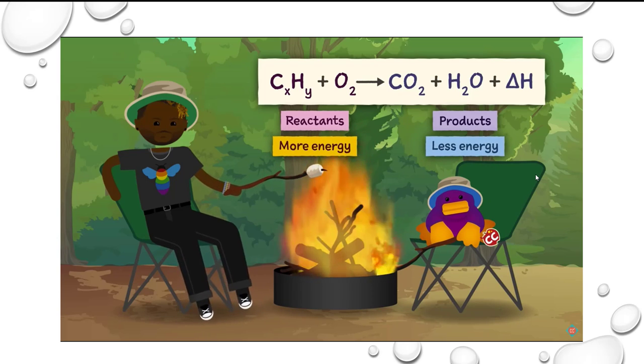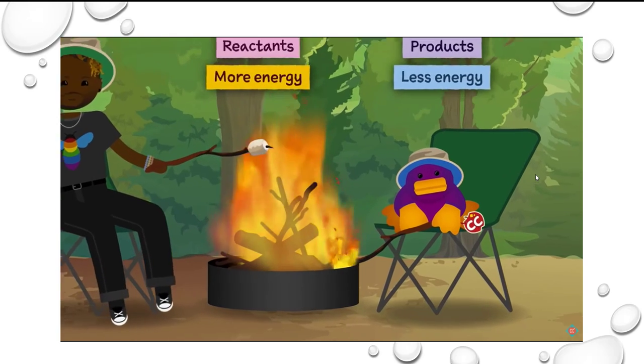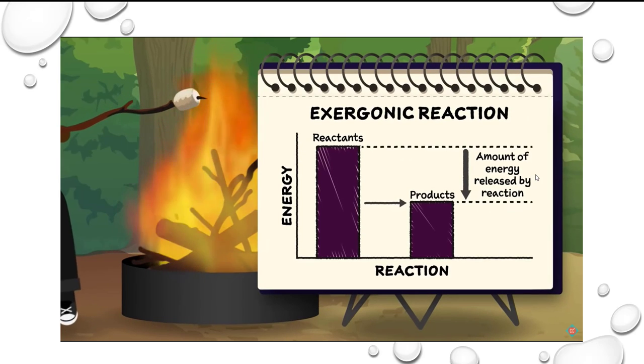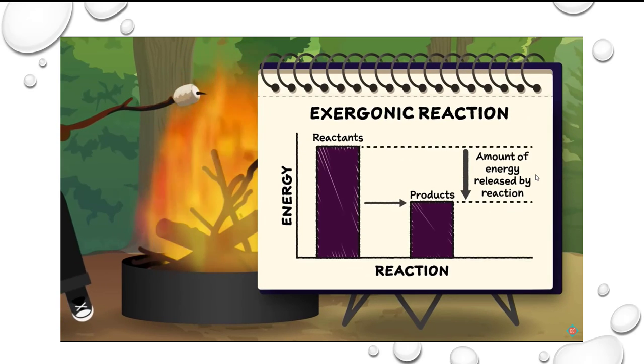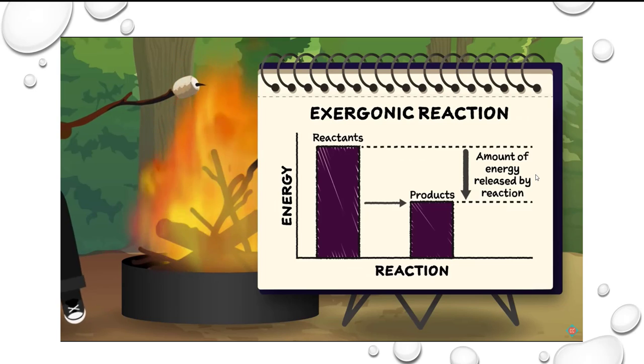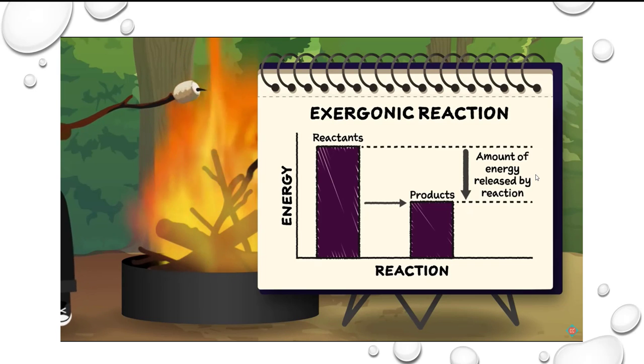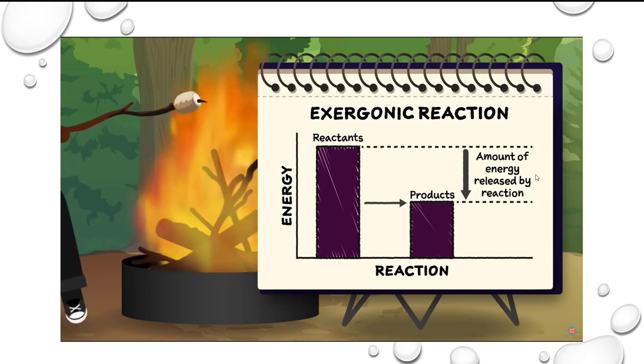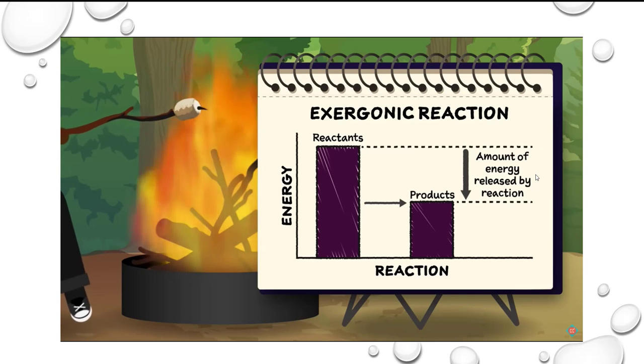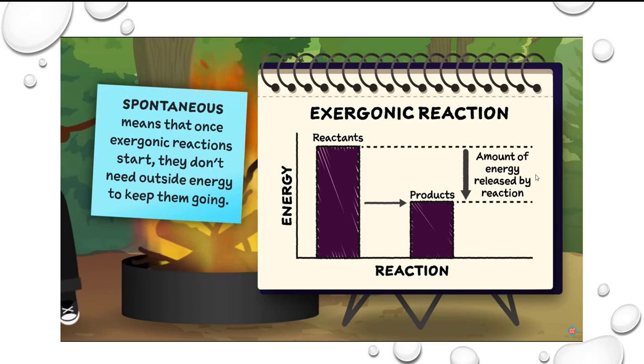In other words, energy that was stored in the orderly bonds between the molecules in the wood has been released. Larger molecules are broken into smaller molecules, ripe for new combinations, and entropy is increased. That makes this an exergonic or energy-releasing reaction. Energy-releasing reactions are considered spontaneous, but that doesn't mean that they'll start on their own. Spontaneous just means that once exergonic reactions start, they don't need outside energy to keep them going.